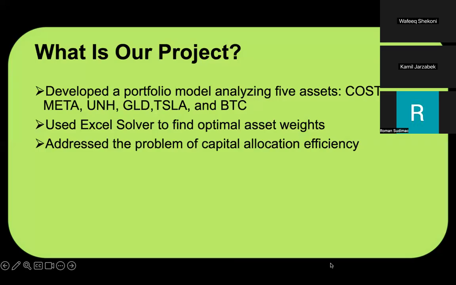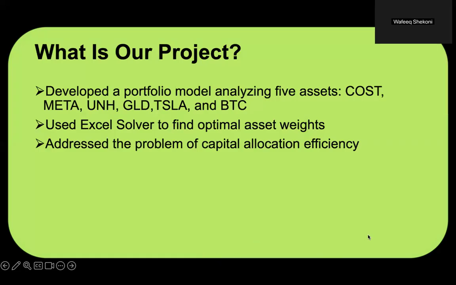For our project, basically what we did is develop a portfolio model which analyzed six key assets, those being Costco, Meta, United Health Group, a gold index, Tesla, and Bitcoin. We used Excel Solver to find optimal asset weights for each of them, and we were trying to address the problem of finding capital allocation efficiency.